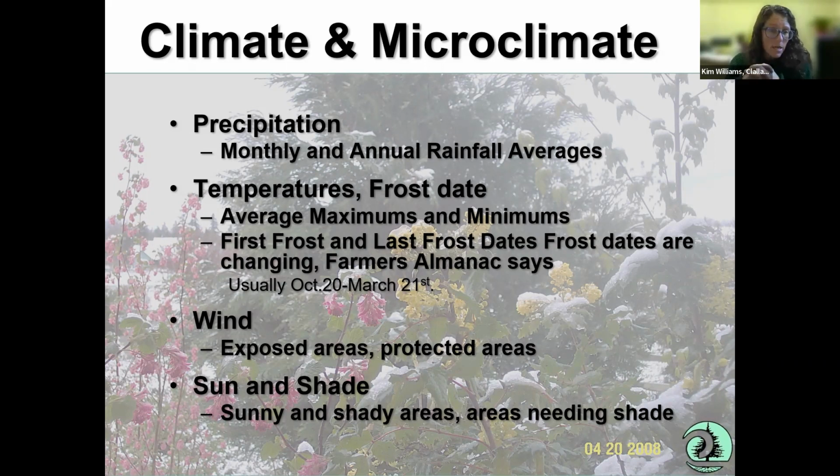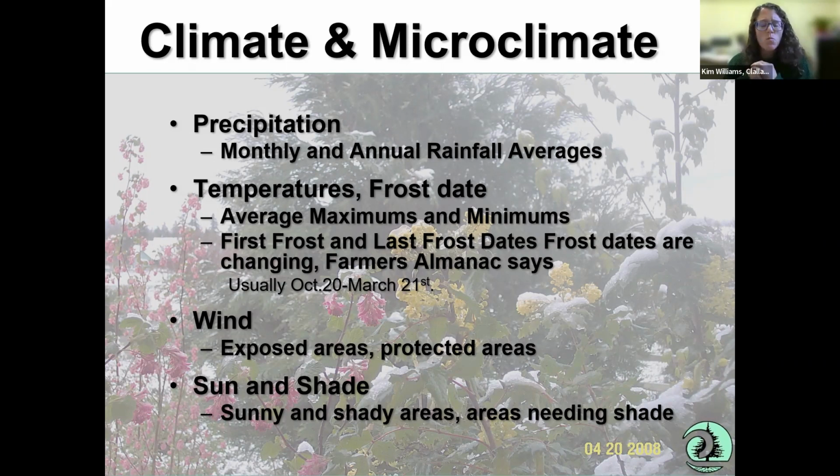Like currently, the Farmer's Almanac says for Port Angeles, the frost is usually from October 20th to March 21st, and that's for this year. That could be off according to your elevation. That's why it's really important to take a look at your very specific microclimate.